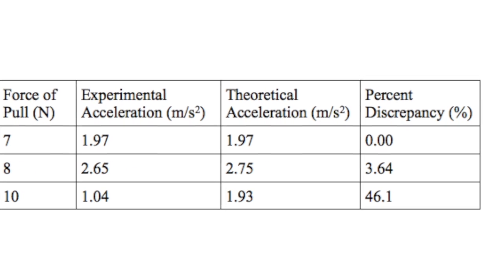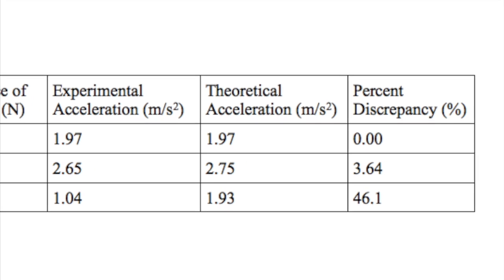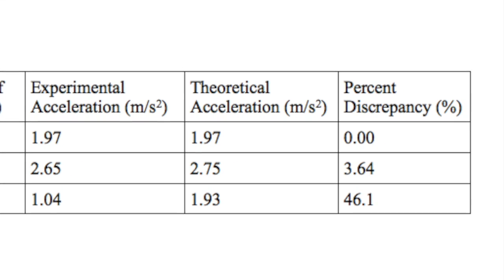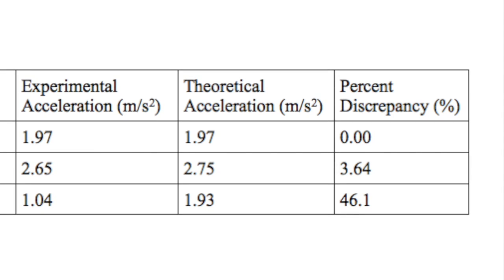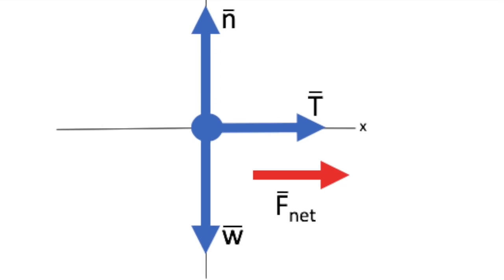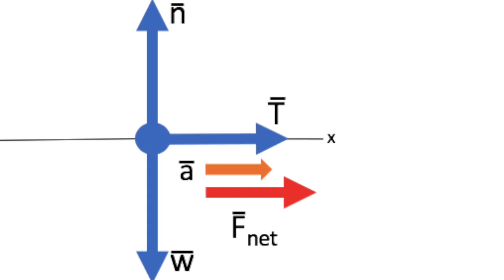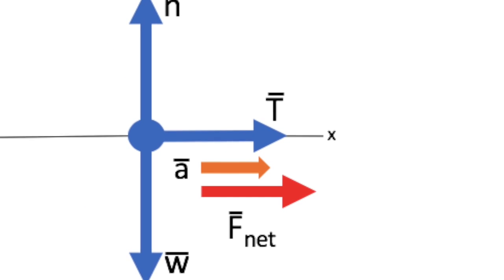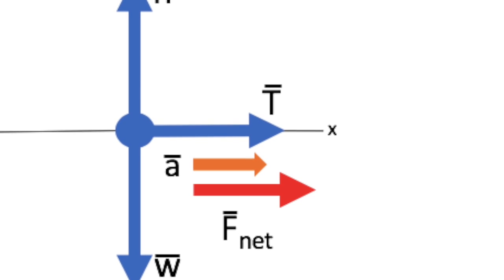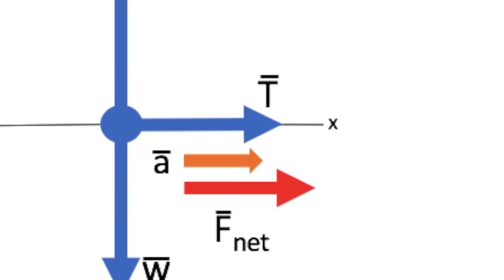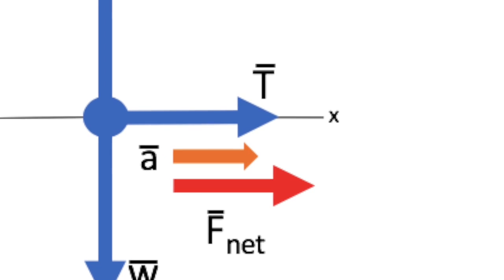The third trial showed a high % discrepancy due to the difficulty of achieving a constant acceleration from an increasing velocity. Just as before, the force diagrams show a net force pointing straight to the right. Taking it one step further, the acceleration would look like this. The % discrepancy between the theoretical and experimental accelerations comes into play on the force graph.